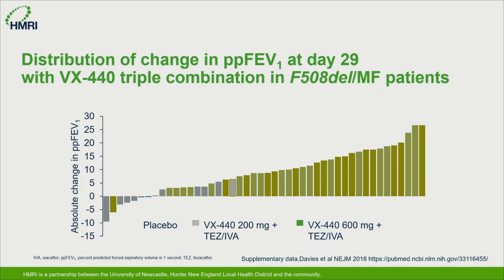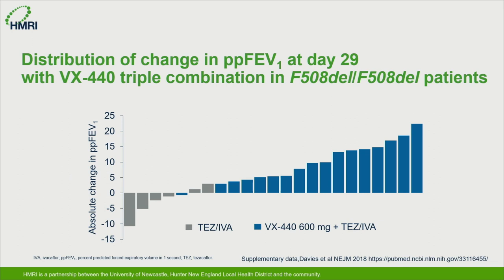This is an example of people with a minimal functioning mutation and Delta F508. But you can see a very similar sort of response in terms of people even who are homozygous for Delta F508 and for whom the current CFTR modulators have been specifically engineered in order to work effectively.